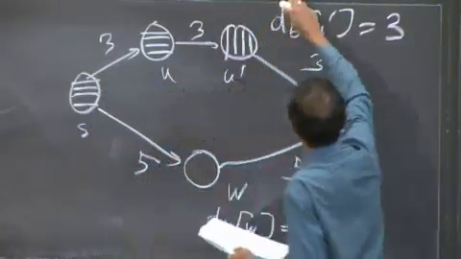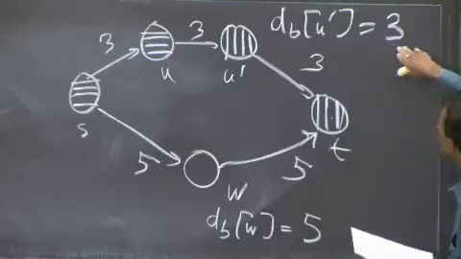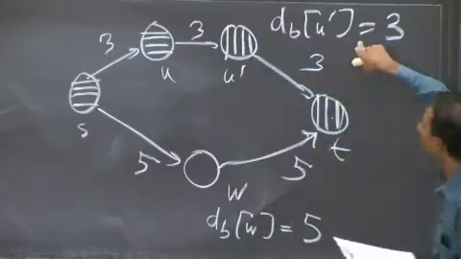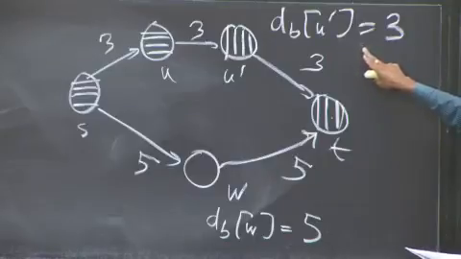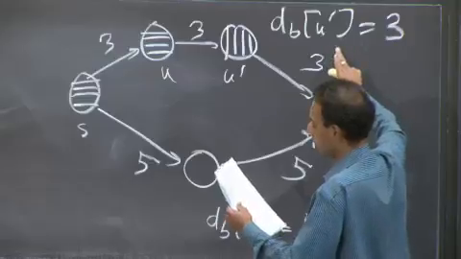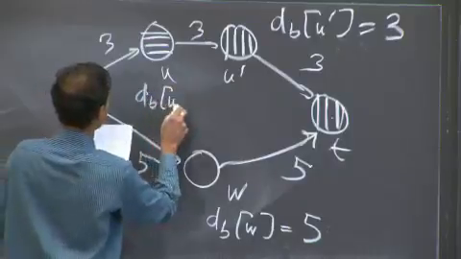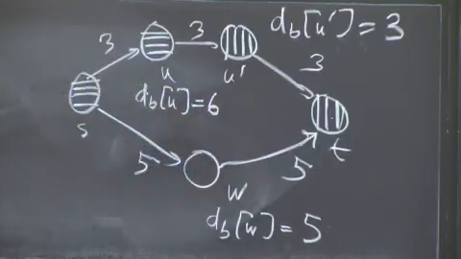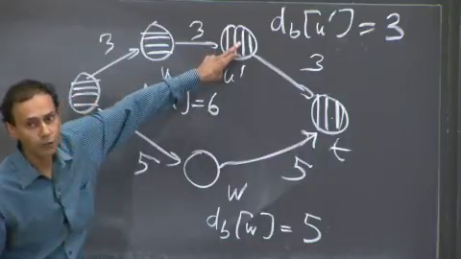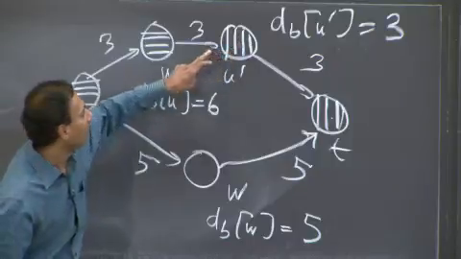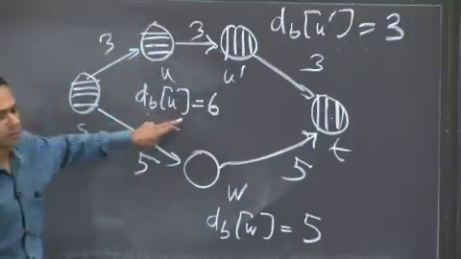So that I already had. And so when I have dB of W equals 5 and dB of U prime equals 3, then obviously I'm going to pick the one with the min priority, which corresponds to this one. And what it's going to do is go process that and set dB of U equals 6. So what happened here simply was that I picked this vertex off of QB, because that was the min priority. And all I did was relax this particular edge in the backwards direction and set dB of U equals 6.